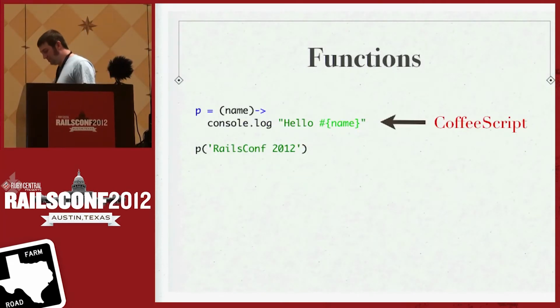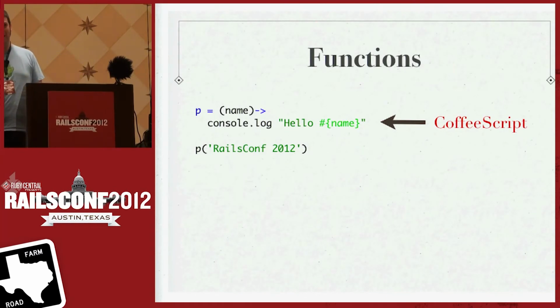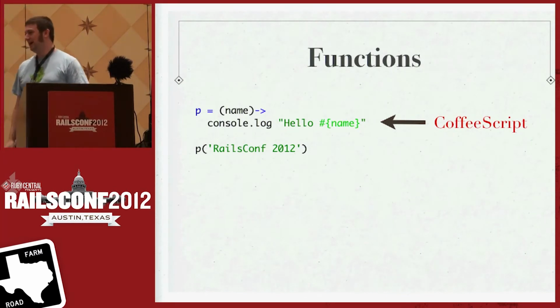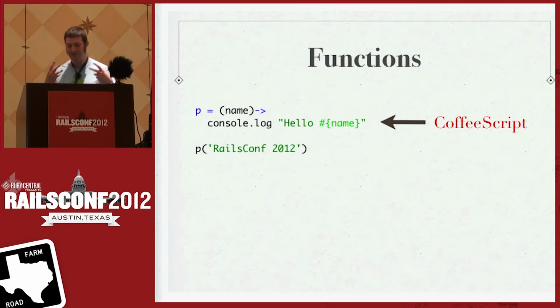Now, when I first started using CoffeeScript, this syntax messed with my mind a little bit. Something about it just seemed weird, and eventually I came to this: okay, well, the arrow is pointing at the code that's doing this for me, right?